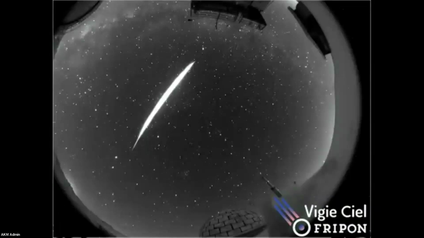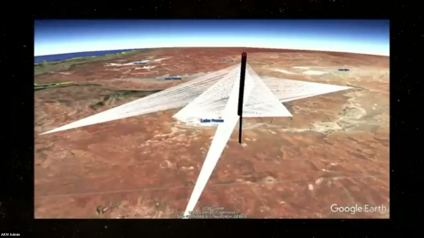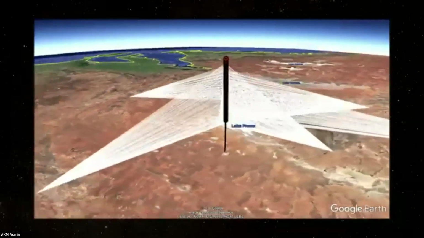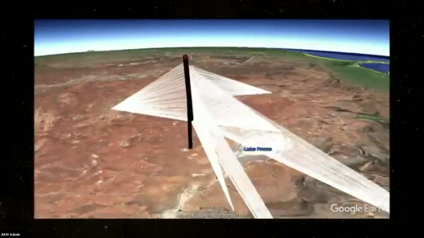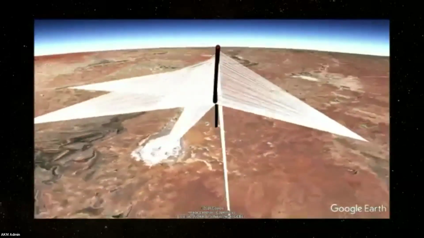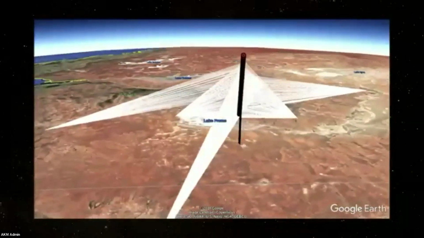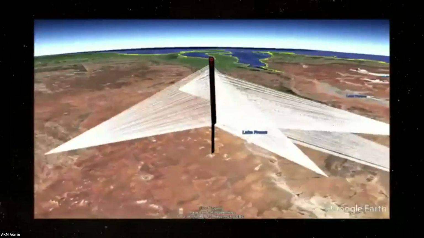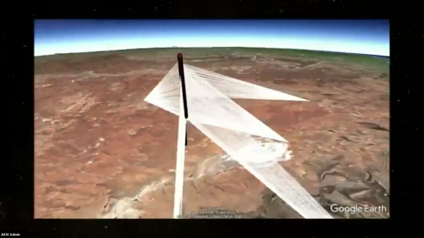These are both all-sky fisheye lens systems, and whenever we have observations from these cameras, this is what we get when we see a fireball. If we have enough of these observations, of course, we can stitch them together to try to reconstruct the trajectory as it was traversing the atmosphere, as you can see in this fireball in South Australia.